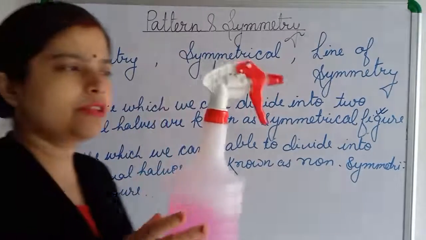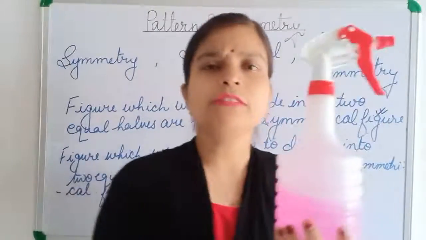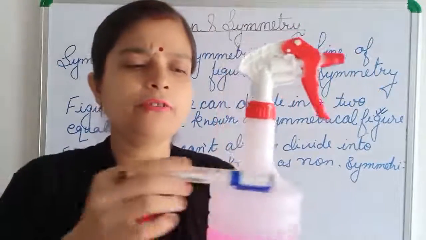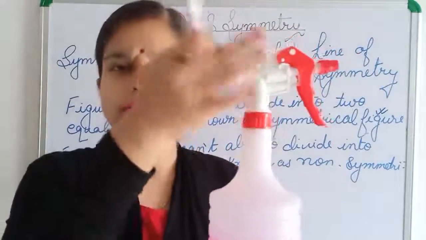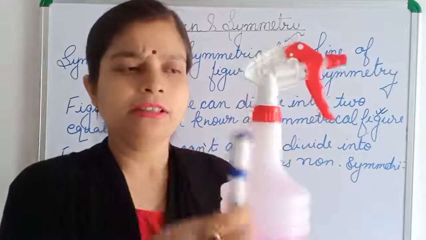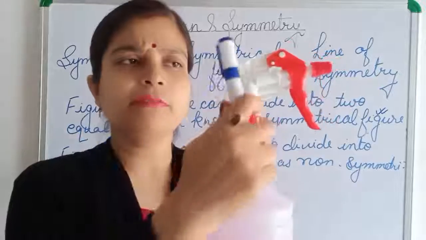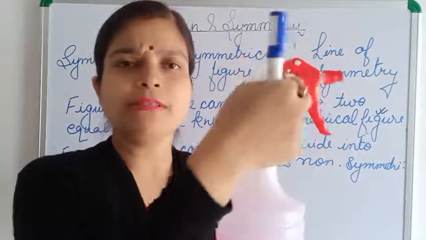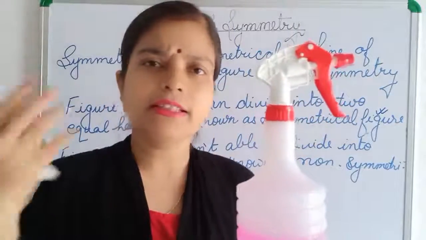Now you can see this solid shape. We can't divide it into two equal halves. If I cut from this direction, it is not equal upside and downside. If I cut from this direction, up to here it can be equal, but on this side you can see some shape, and on that side there is no shape.